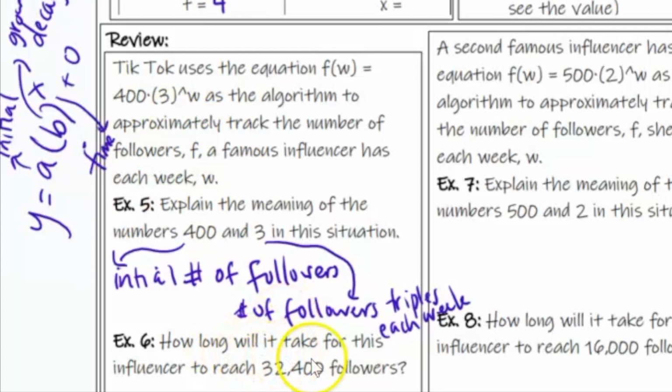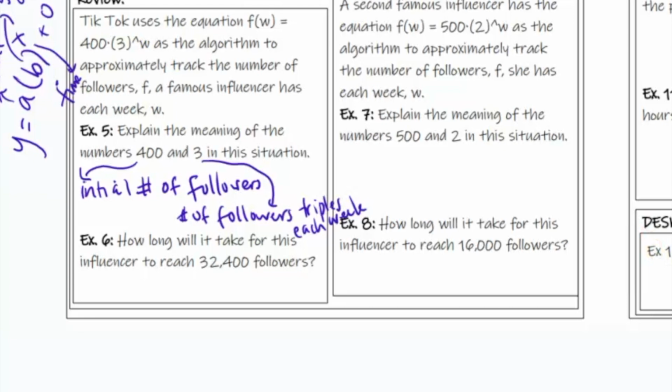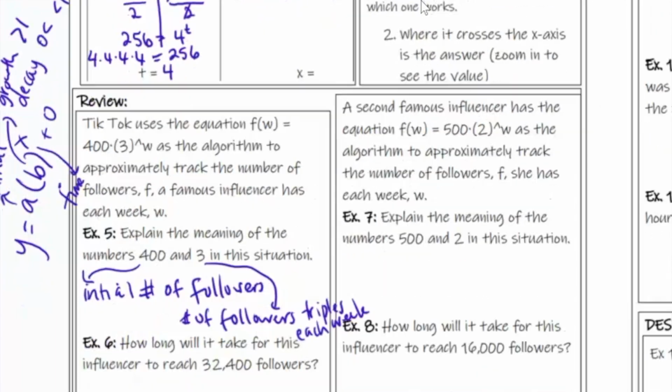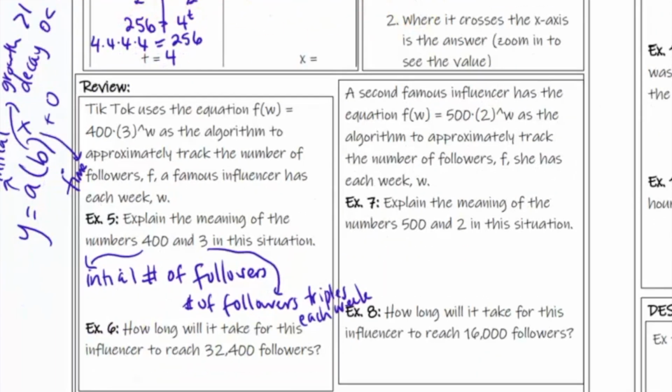All right, example 6, how long will it take for the influencer to reach 32,400? Now, I've already previously taught you, you can put the equation into the calculator and hit table and find it out. But now that I've taught you the math, I'm going to actually use the math. So this is just a quick recap of what we've just done up here. So what is the equation? The equation is 400 times 3 raised to the w, and I want that number to equal 32,400.